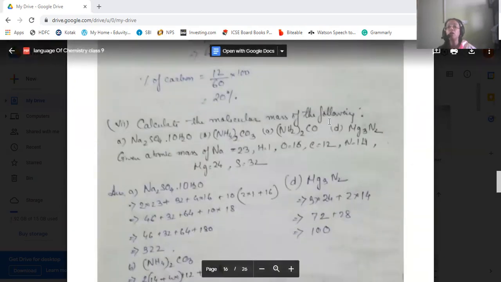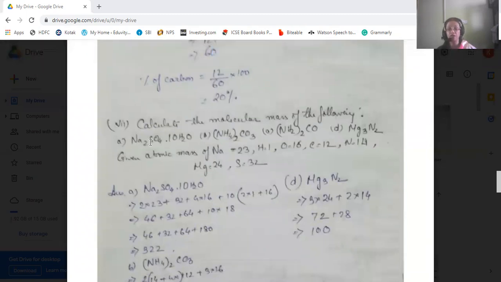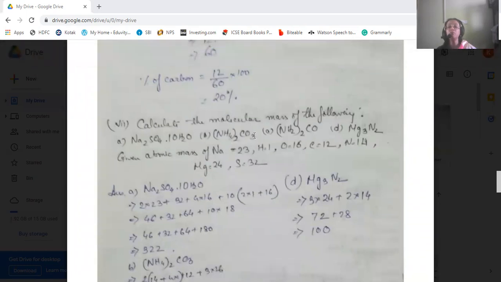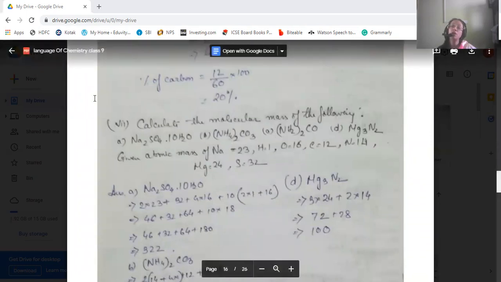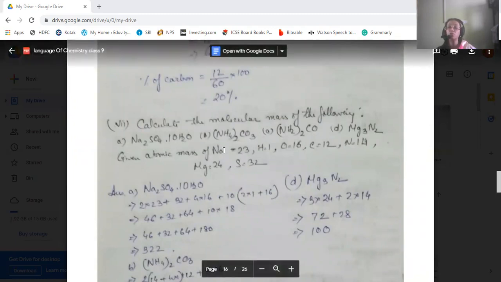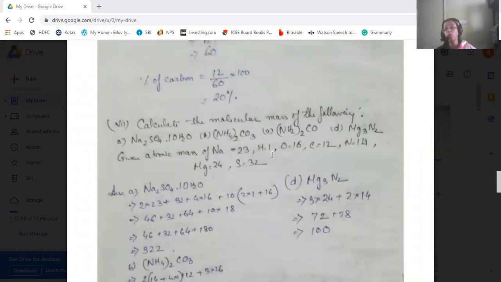Okay, calculate the molecular mass of the following. Sodium sulfate 10H2O, then ammonium carbonate, (NH4) whole twice CO3, then magnesium nitride. Given atomic mass, sodium is 23, H is equal to 1, oxygen is 16, carbon 12, nitrogen 14, magnesium 24, and sulfur is 32.